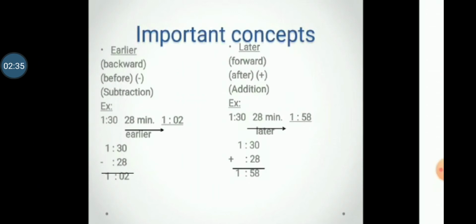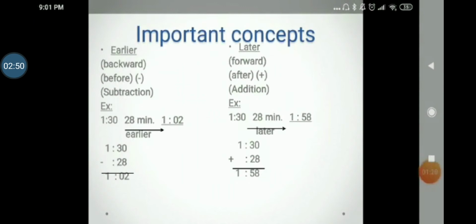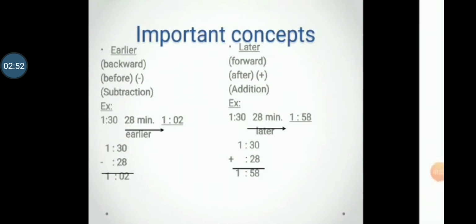We have the same example for earlier and later, but in earlier we need to subtract and in later we need to add. After subtracting, we are getting 1 hour and 2 minutes, and after adding 28 minutes to 1 hour 30 minutes, we are getting 1 hour and 58 minutes. So my dear students, let's try some examples to learn about subtraction.